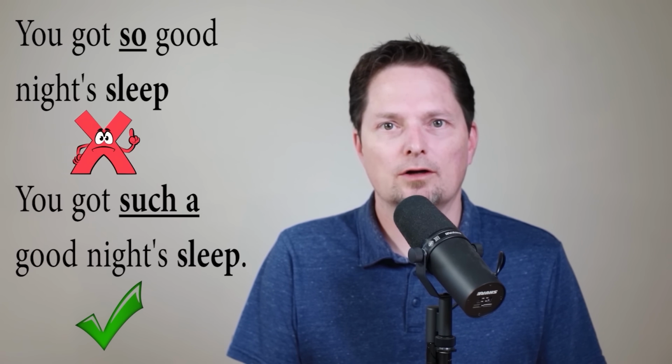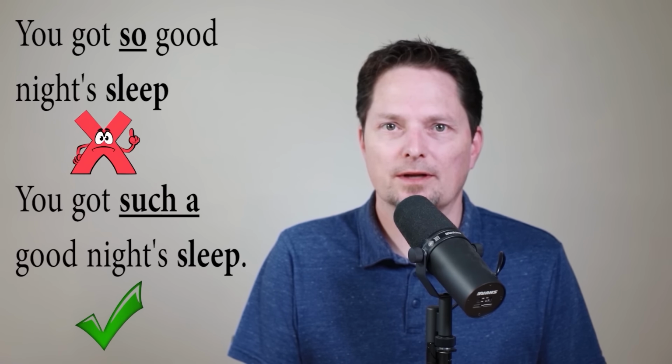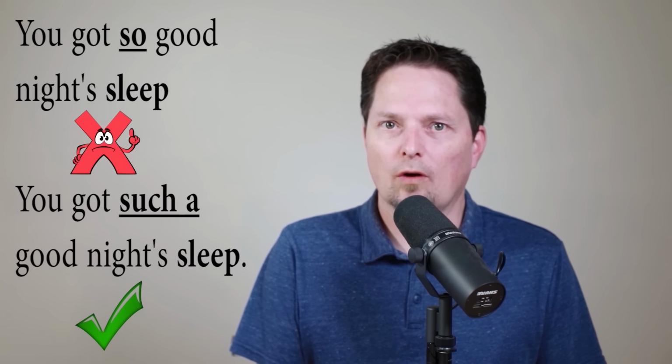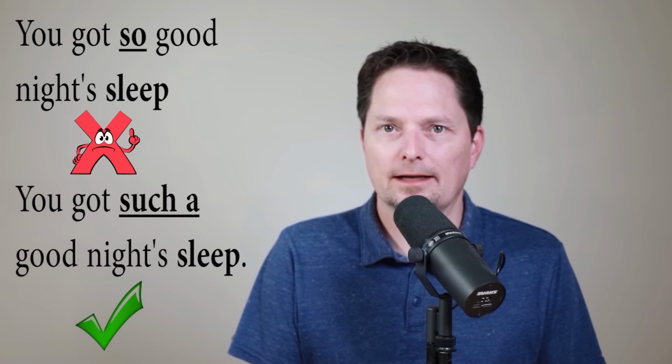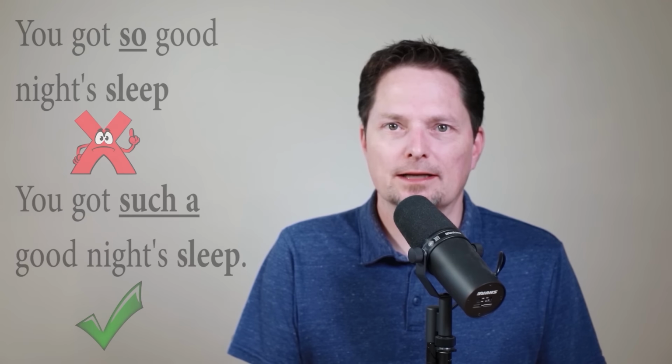Such a good night's sleep. Example, I got such a good night's sleep last night. I cannot say I got so good night's sleep or I got so a good night's sleep. Because we have the article, and a noun at the end, we have to use such. We cannot use so. Example, he got such a good night's sleep last night. Let's practice. Did he get such a good night's sleep last night?